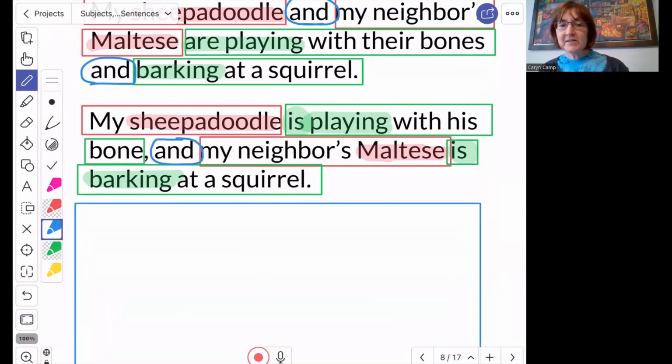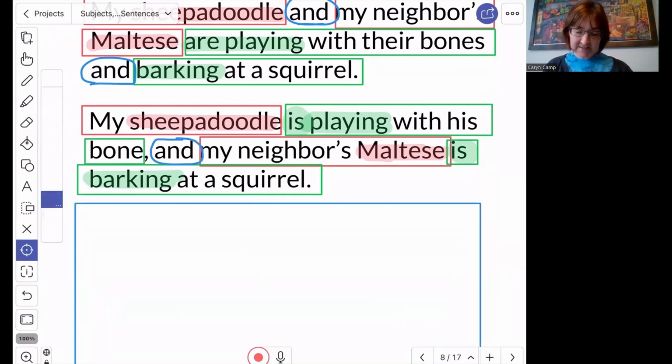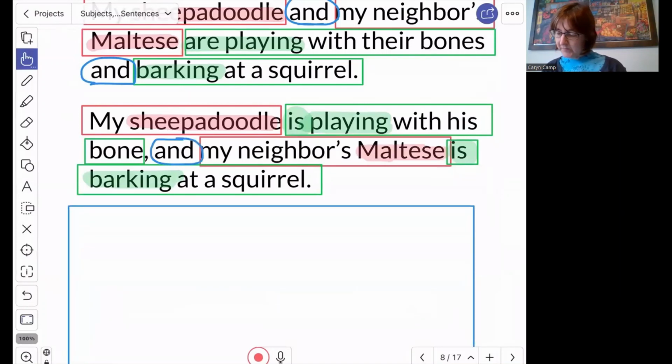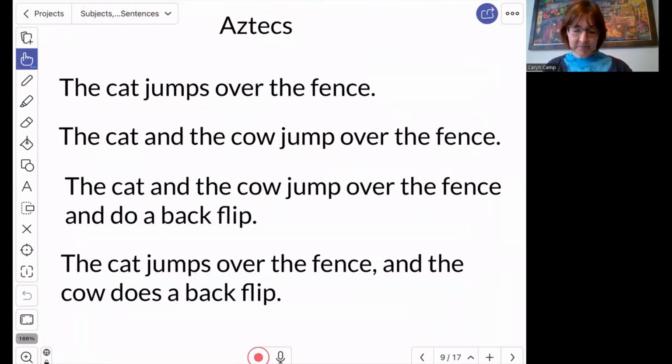Now, notice that we could have had a simple sentence that said, my sheepadoodle is playing with his bone, period. But we turned that period into a comma. And we could have a simple sentence that says, my neighbor's Maltese is barking at a squirrel. But we changed that capital M into a little m. And that's how we took 2 simple sentences and put them together into a compound sentence. All righty, let's move on.